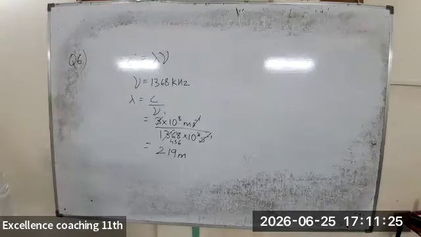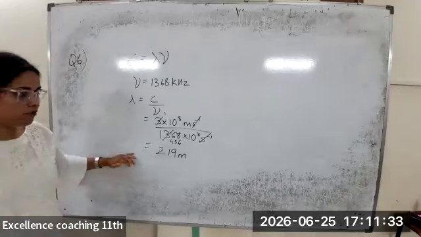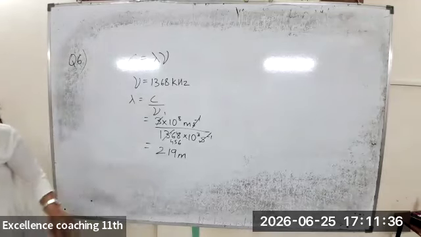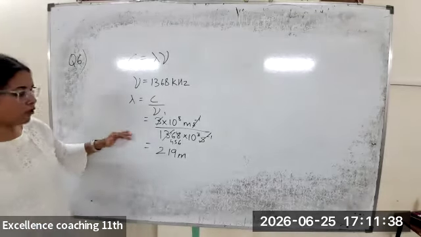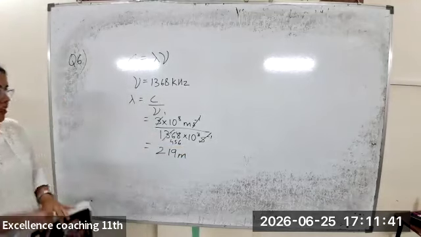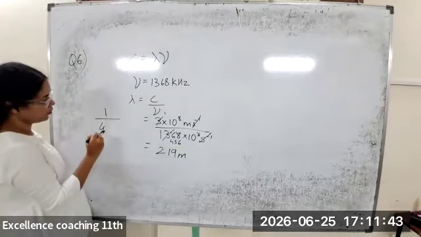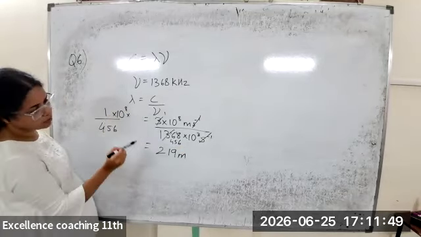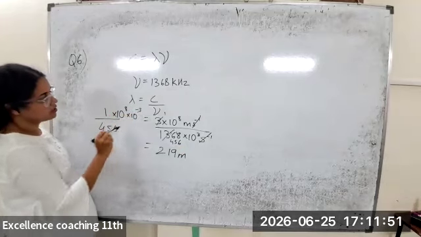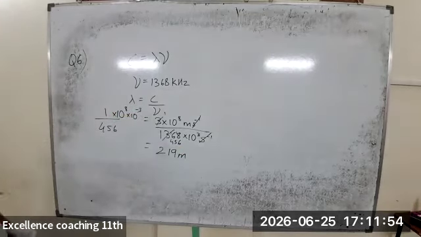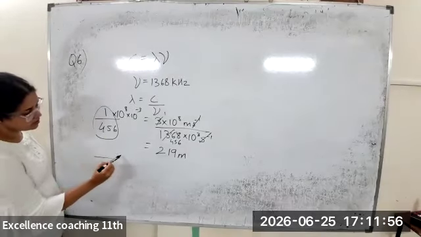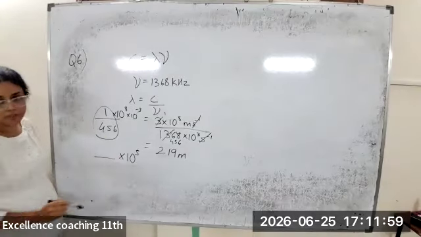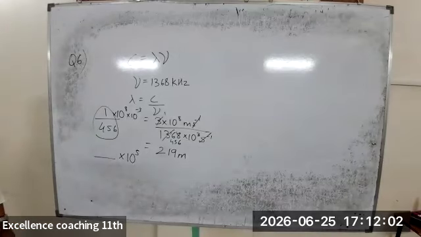So basically, you'll have to solve using logs. Or if you can avoid that, then you can also just divide. Basically, it will be 1 upon 456. Okay. And this will be 10 raised to 8 into 10 raised to minus 3. So it will be whatever answer you get, this into 10 raised to 5. Right?